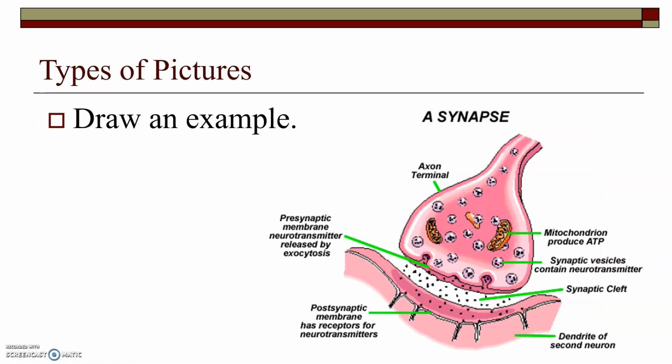You could draw an example. This is an example from the nervous system where one nerve cell is communicating with the other nerve cell by sending a neurotransmitter molecule across the gap between the 2 cells.